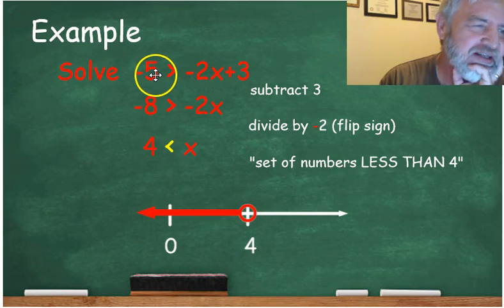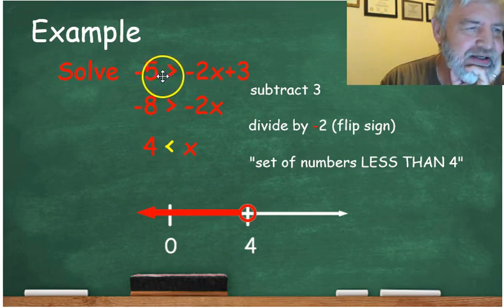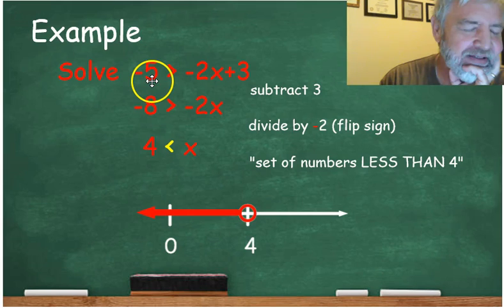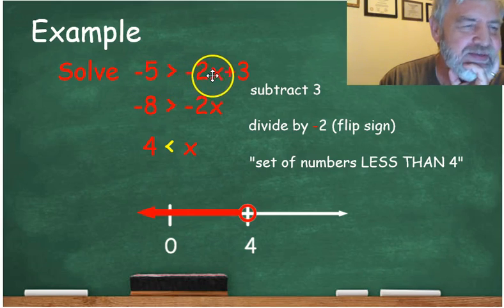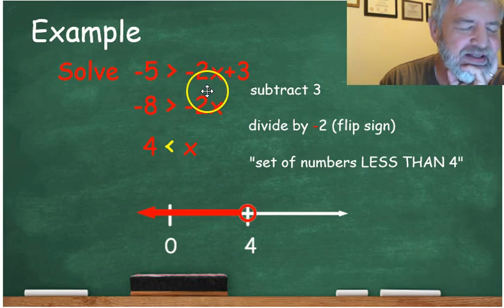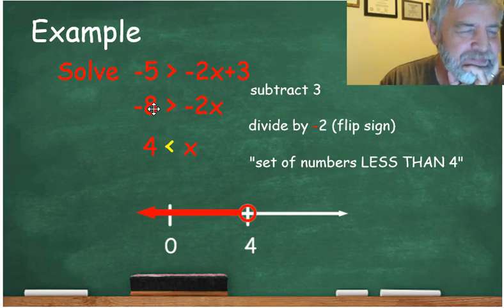Can we simplify the left or right? No. Does it have variables on the left and right? No. So step number 3 says isolate the x by moving the numbers one at a time to the other side of the inequality. So if I subtract 3 from both sides, the 3's here will cancel. -5 minus 3 more puts me further in the hole at -8.